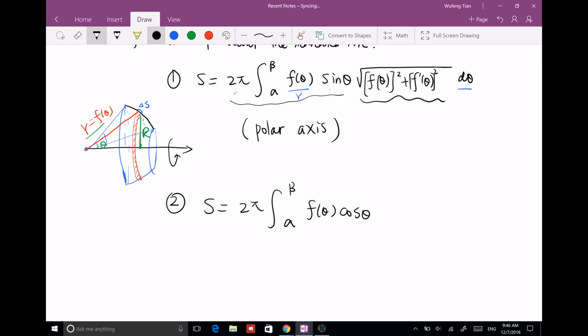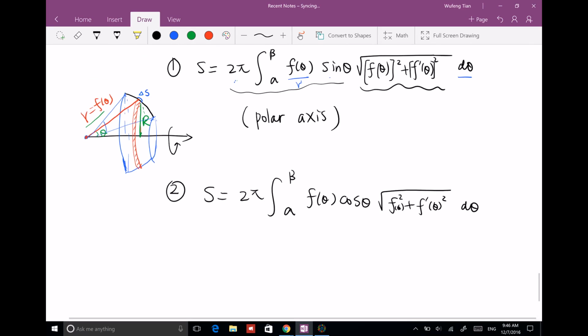Okay. So next one, another formula is S equals 2 pi integral from alpha to beta of f of theta cosine theta times the square root of f squared plus f prime of theta squared, d theta. So for this one, theta equals pi over 2, which is the vertical way.